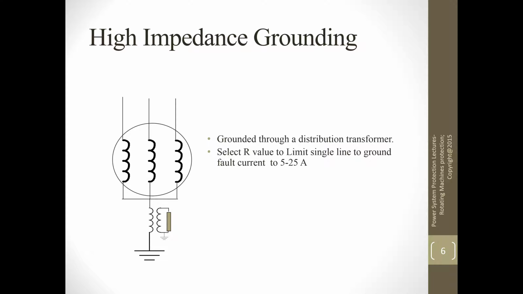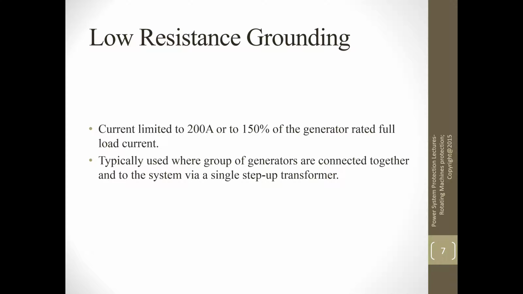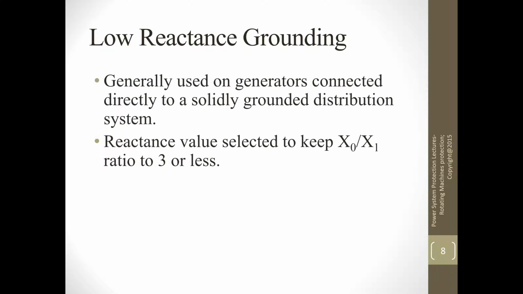Generally, a value is selected so that the current is limited to 5 to 25 amperes for any stator ground faults. Low resistance grounding generally limits the current to 200 amperes or 150% of the generator rating. Typically these are used where there are a group of generators connected to the system via a single step-up transformer. Low reactance grounding is also used in the system.